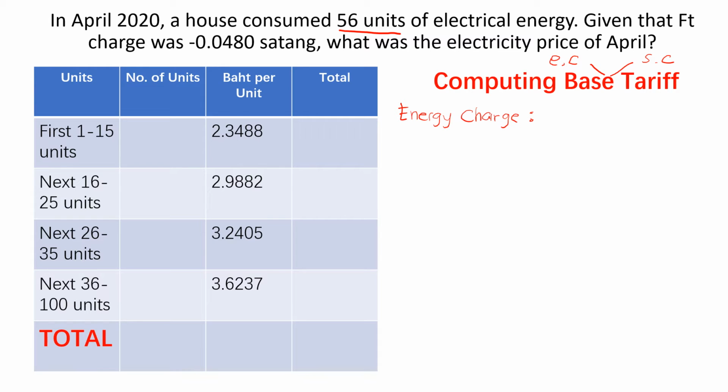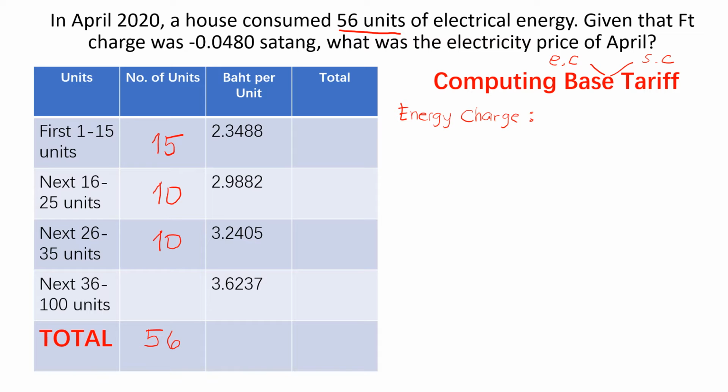So as the unit increases, if you look at the BAT, it also increases. Our goal here is to have a total of 56 units. Okay, so let's go first with your first 15 units. So first 15 units, the number of units will be 15. Next, 16 to 25 units, that will be 10. Next, 26 to 35 units, that will be another 10. Okay, 36 to 100 units, so actually it's not 100, but we will stop with 56.